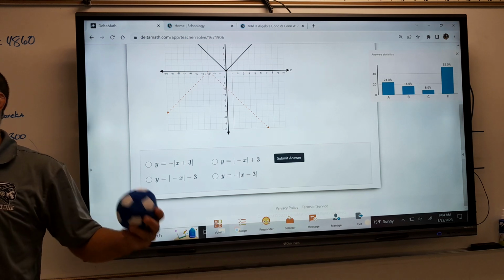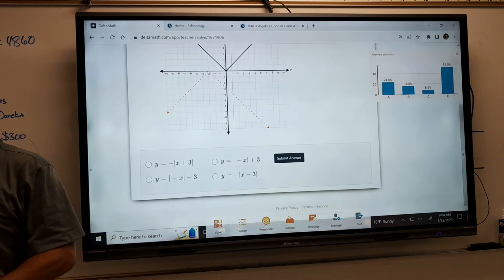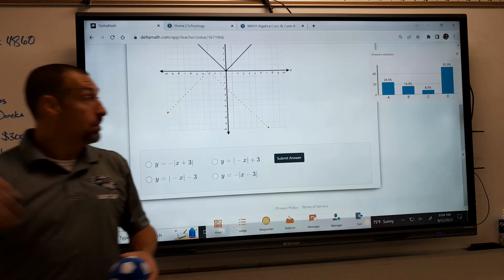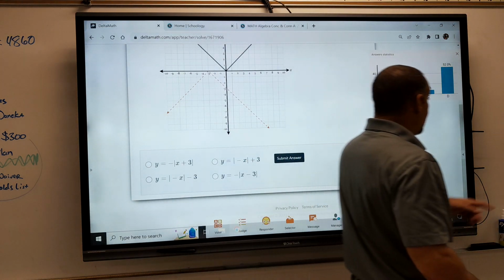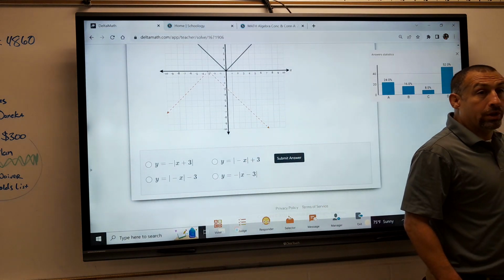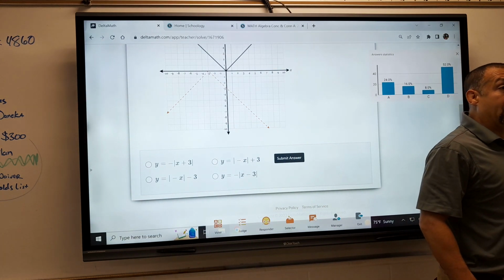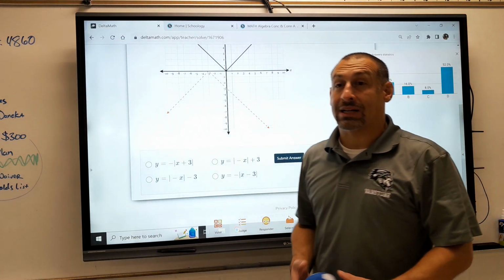We said the negative flips it. I said where? In the beginning. Yes, in the very front. Right here on the board in the notes. The negative one in front will flip it. It causes that reflection on the x-axis.